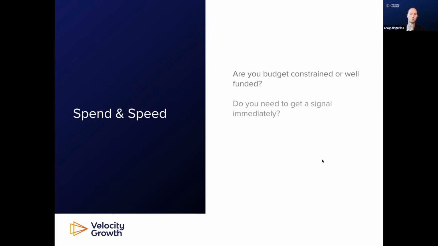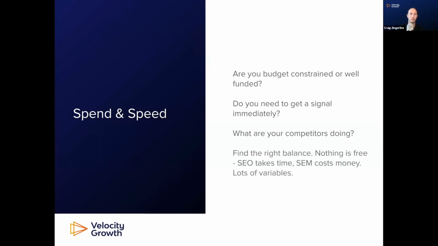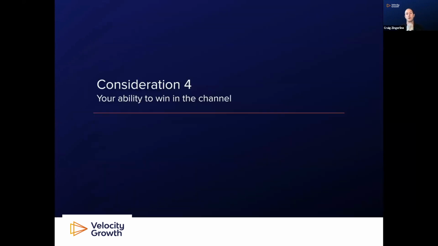And also just know that there's this paradox of spend versus speed, right? How fast do you need a signal? What are your competitors doing? Do you have budget or not? Basically, how fast do you need to move? Do you have time to iterate and learn and go a little bit more slowly on the SEO side? Or do you have to grow right now because you raised money, for example? Those are all going to be things that you want to think about.